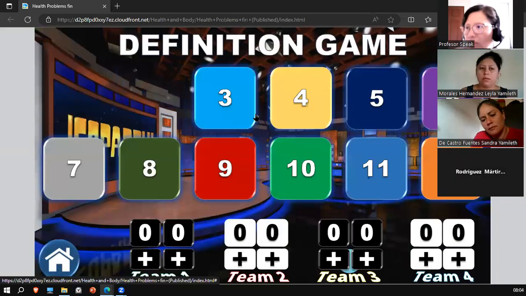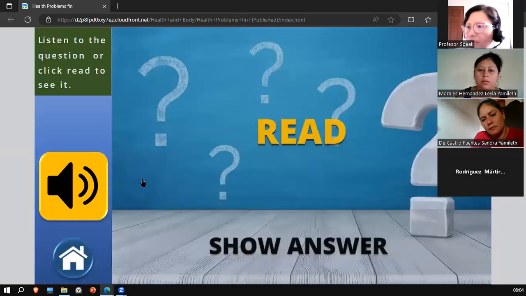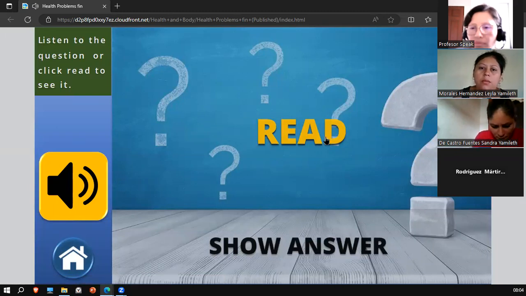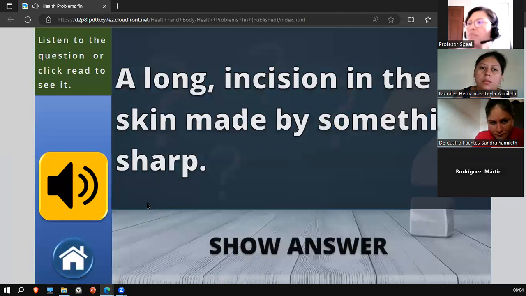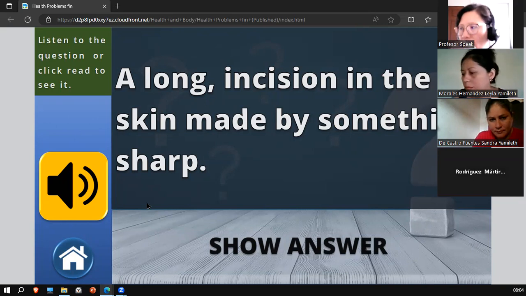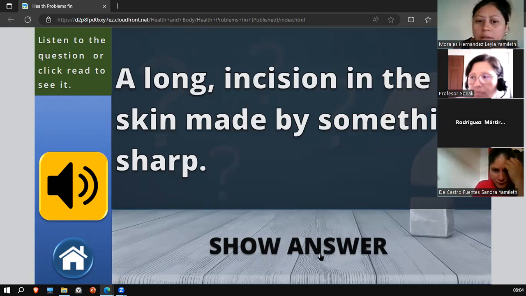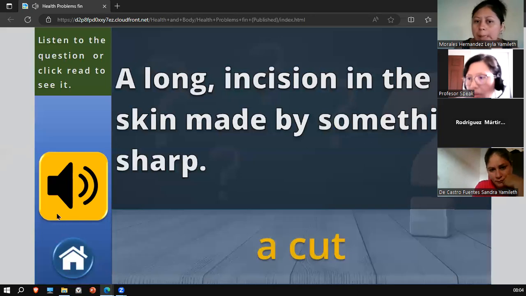What about the next one, guys? Number 3. A long incision in the skin made by something sharp. Leila? Cut. A cut. Very good. A cut.